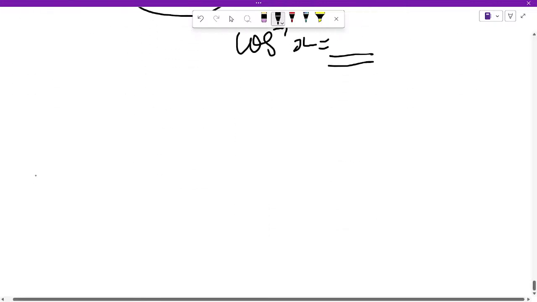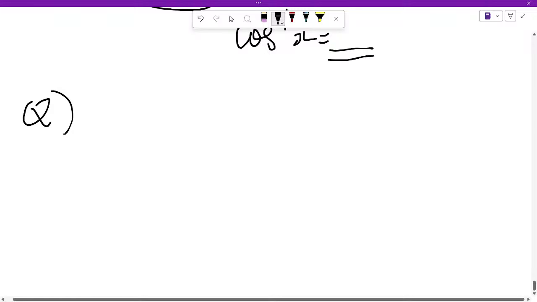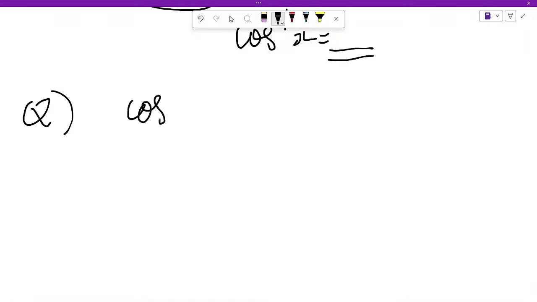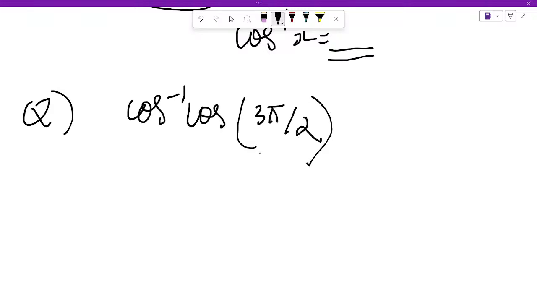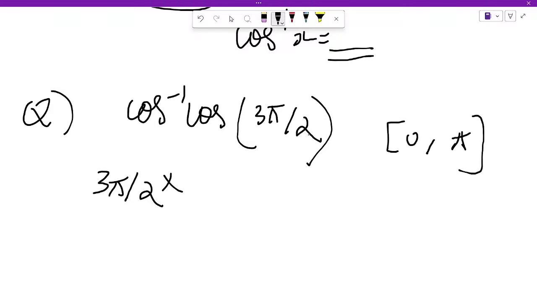Okay. An important question. Cos inverse of cos 3 pi by 2. This is an important question because 90% of the students will be writing the answer as 3 pi by 2, right? But the answer is wrong. There's a reason. What is the range of cos inverse x? We have learned the range of cos inverse x is from 0 to pi. 3 pi by 2, 1.5 pi is outside this limit, right? So this is not possible.